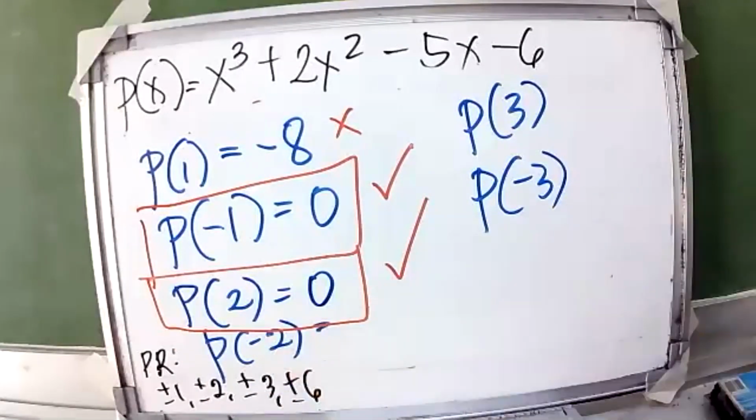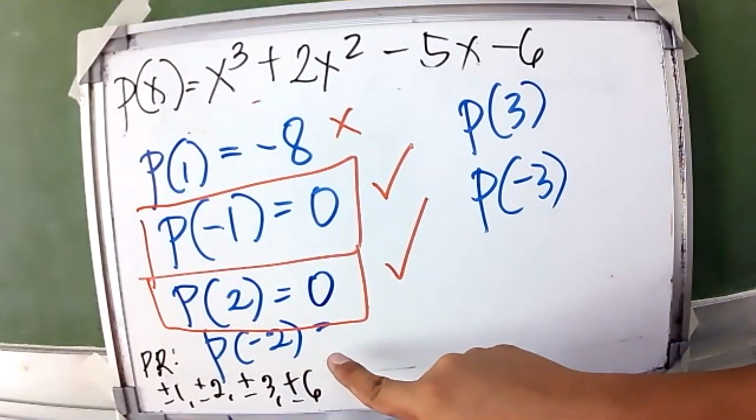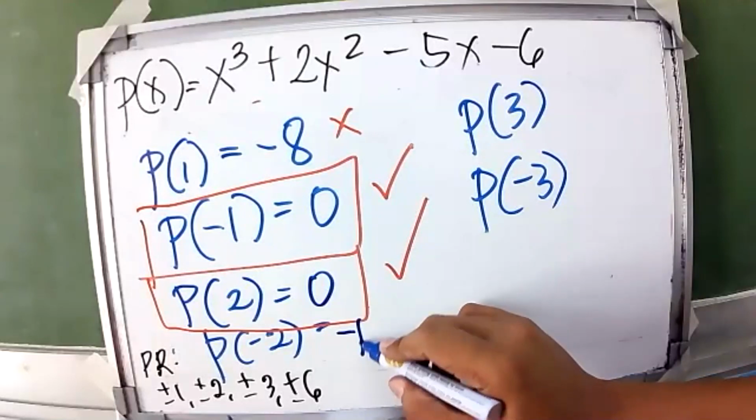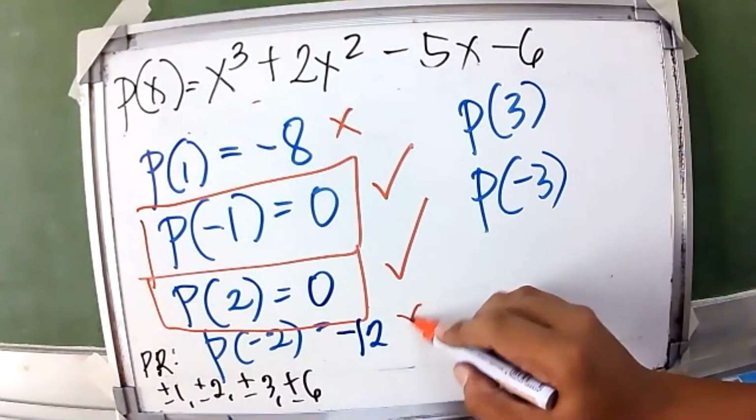Is P of negative 2 a 0? It's not. Nakuha niyo yung value? Hindi. What's the value of P of negative 2? Negative 12 po yata. Negative 12. Paki-check na lang if it's negative 12. So it's not a factor.